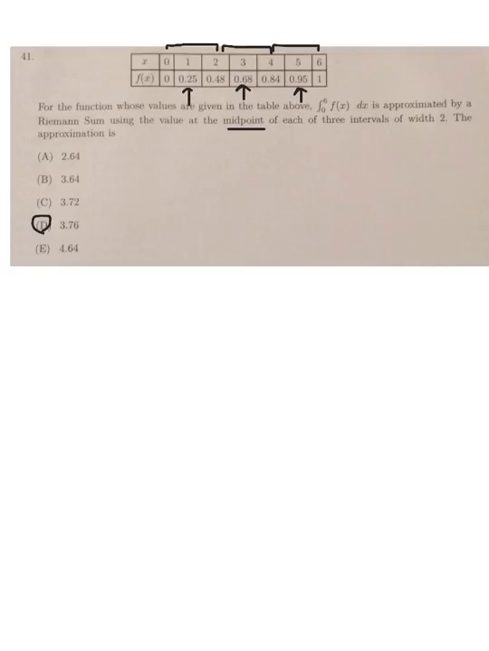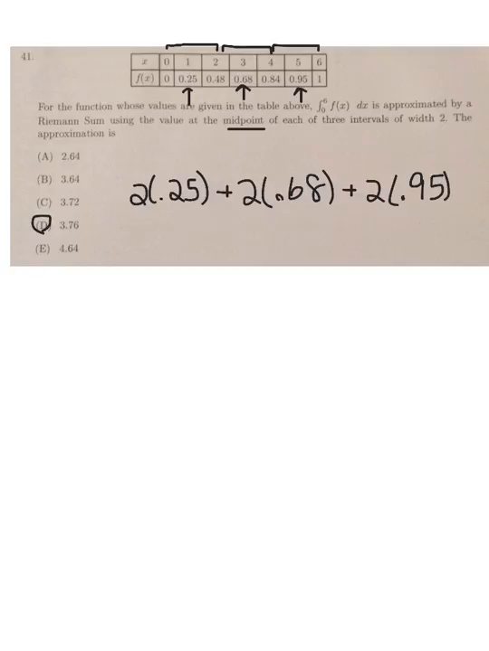We know that the width of each of those, if you look here, from 0 to 2 is a distance of 2, from 2 to 4 is a distance of 2, and from 4 to 6 is a distance of 2. So I know the width of each of my rectangles is going to be 2. Then I use the height of the midpoint, which is for the first one, 0.25. The second one is going to be 0.68, and the third one is going to be 0.95. Then you just work that out, and that's going to be 3.76, which is choice D.